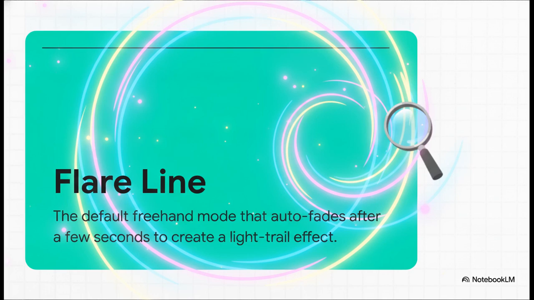But what if you don't tap any of those zones at all? In that case, you're using the default flare line. This is Eliflar's signature freehand drawing mode, and it is so cool. When you drag your finger across the image, it creates this glowing mark that automatically fades away after a few seconds. If you make fast, circular strokes, it leaves this beautiful light trail effect following your movement. It's the perfect way to direct your viewer's attention to exactly what you're talking about, and because it auto-fades, your image never gets permanently messy or cluttered.